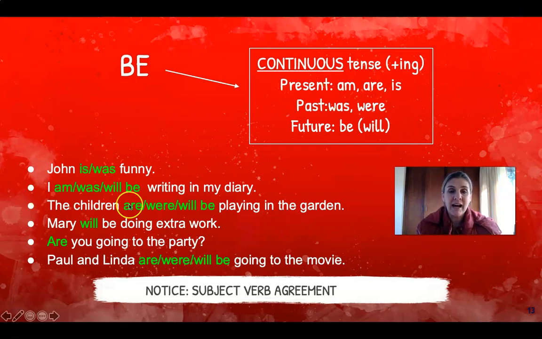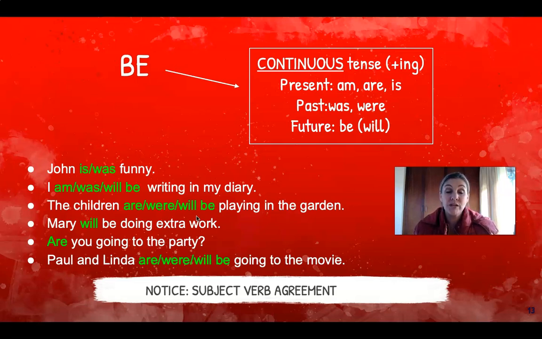The second one, "I writing in my diary." Can you see? It doesn't really make sense, so you need a helping verb. I am writing in my diary. Or I was writing in my diary. Or I will be writing in my diary.